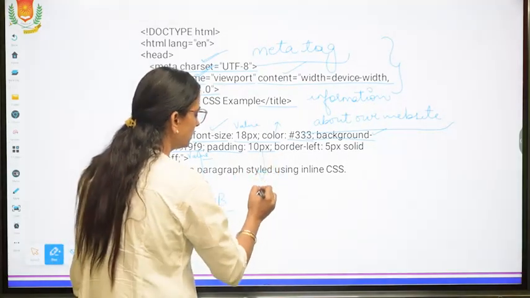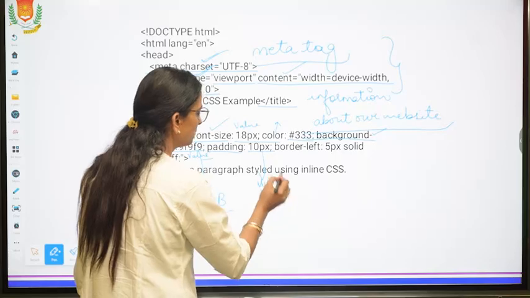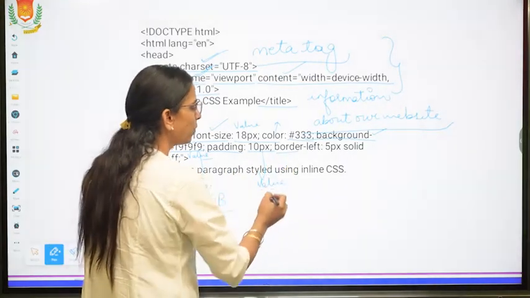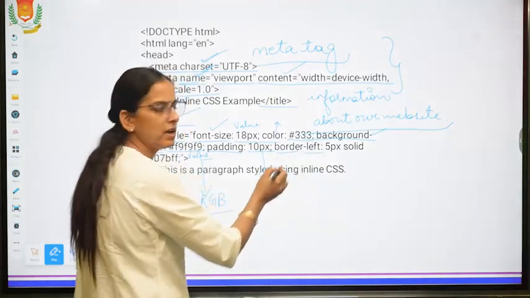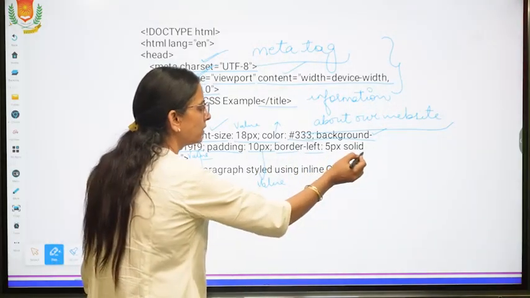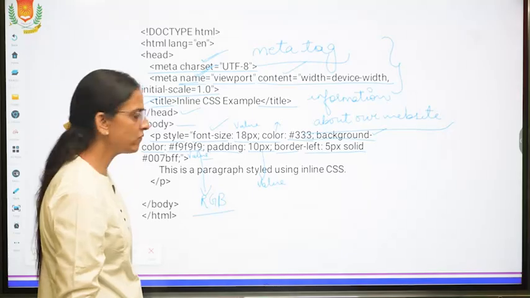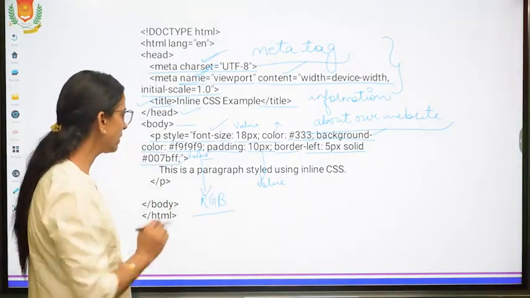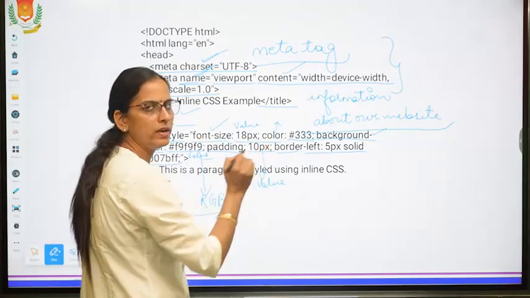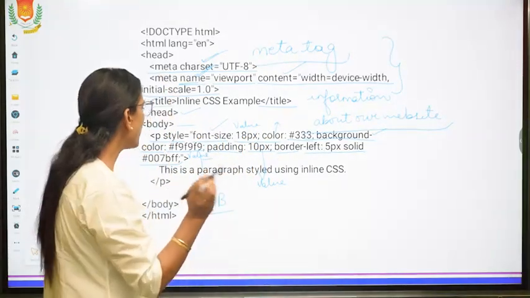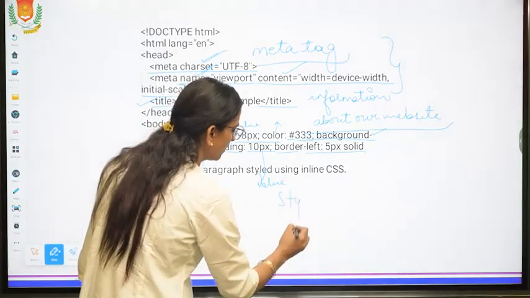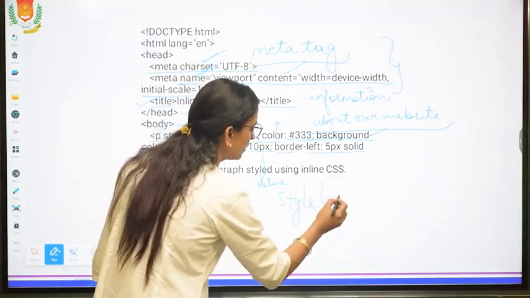This is the value. How much space we want. Then again border. Border will be at the left hand side. Thickness of the border is 5 pixel. Then color for the border is also given. So these are the different attributes. All attributes can be used with the style tag.